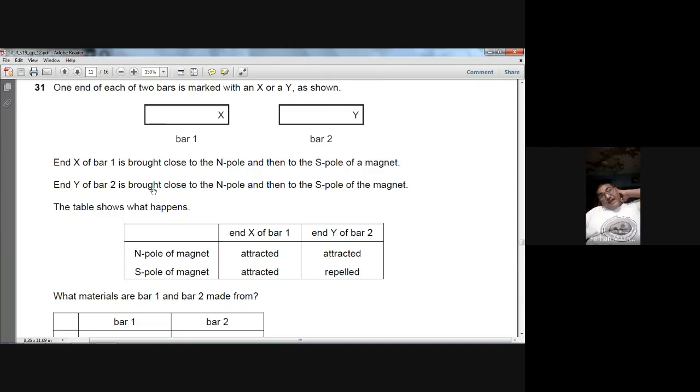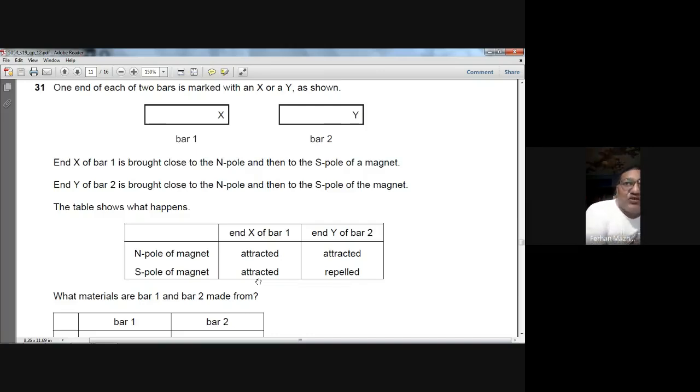So, end X of bar 1, when brought near to the North Pole, it was attracted. And when it was brought near to the South Pole of the magnet, it was again attracted. So this X end is attracted by the North Pole and it is also attracted by the South Pole. This shows that the bar X is a magnetic material.